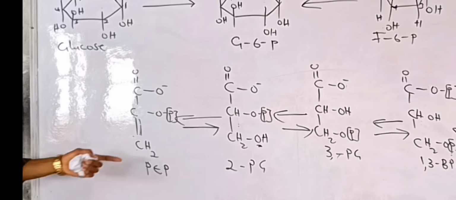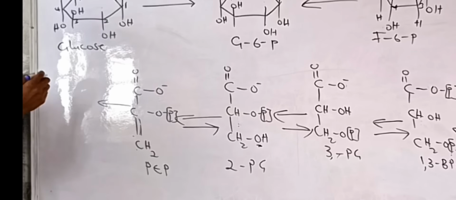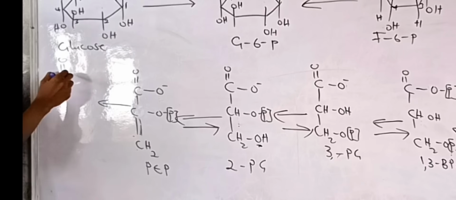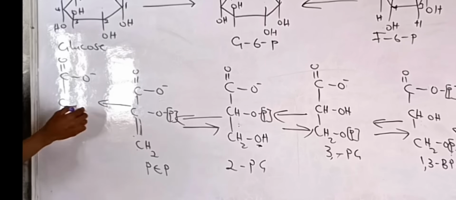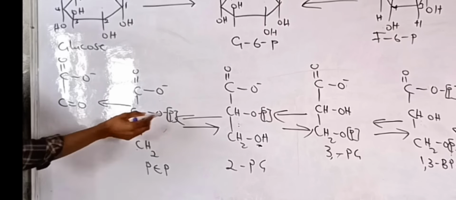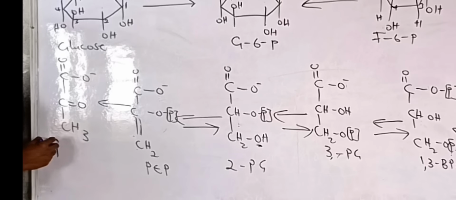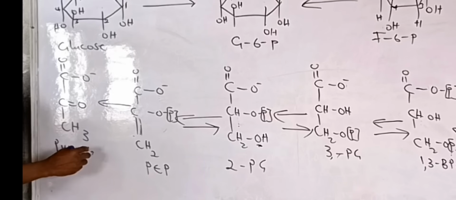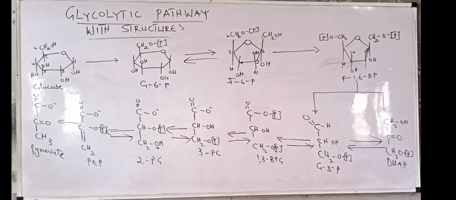Alright, so phosphoenolpyruvate. The last thing is what? Pyruvate. And the structure of pyruvate: the phosphate group is going out. So if the phosphate group goes out, we have this. This is pyruvate. So basically, this is the glycolytic pathway with structures.